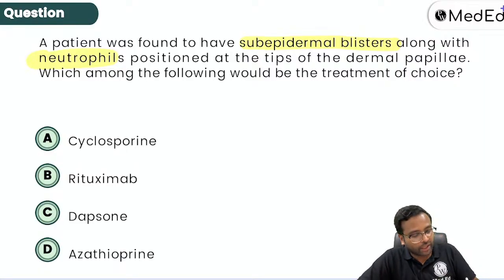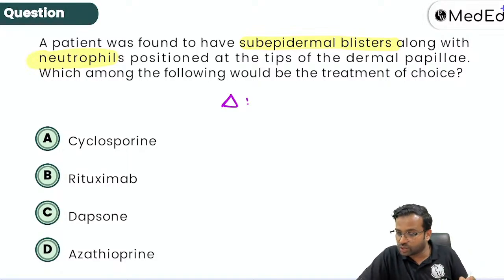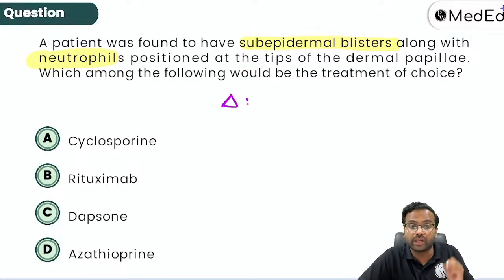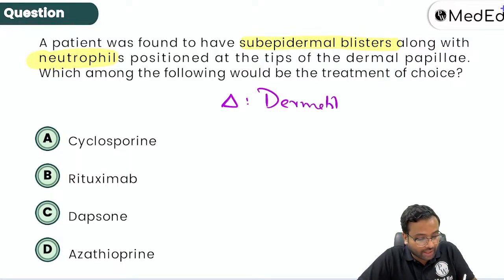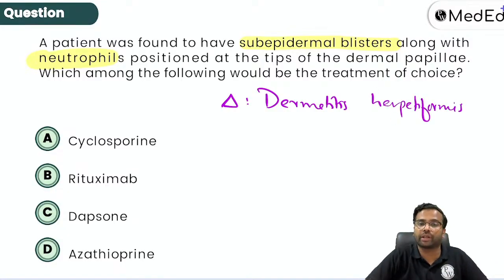Now, what can be the diagnosis here? Anyone? Dermal papillae neutrophils can be seen. Excellent. So Sindhu, Sankita, Depaki, all of you are answering it. Sai Shri, excellent. So here the right answer, the diagnosis, is dermatitis herpetiformis.